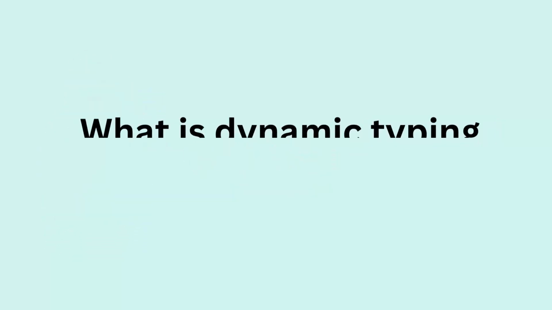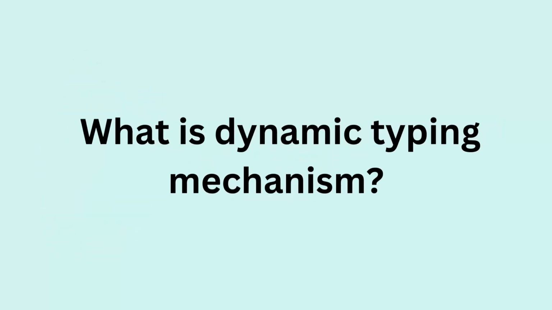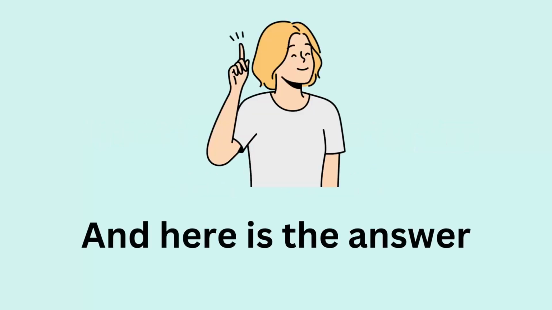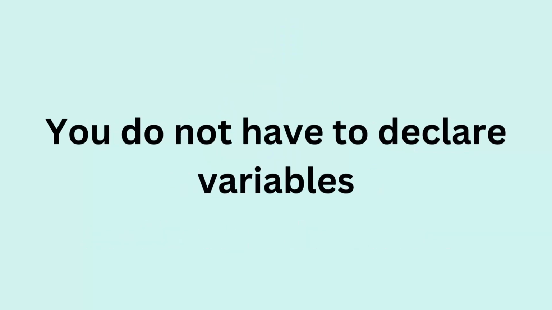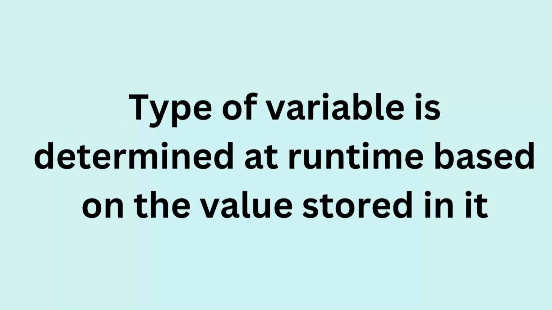Question 4. What is the concept of dynamic typing mechanism? Answer. Dynamic typing is a programming language feature where variables do not have predefined types. Instead, the type of a variable is determined at runtime based on the value assigned to it.